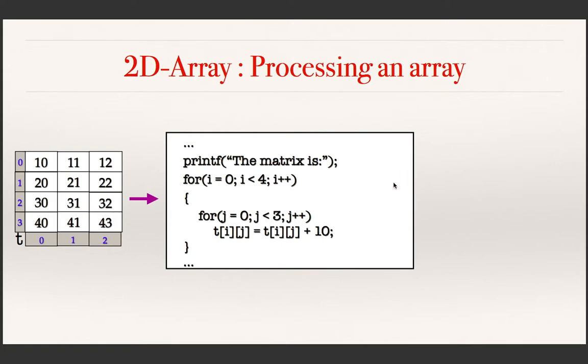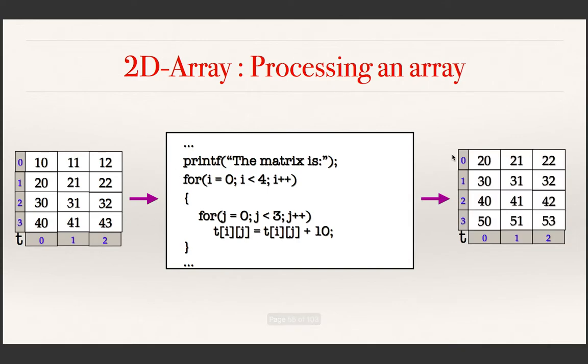Okay, see what this part of the code is doing. This is the systematic processing of the elements. Each element is now modified. In what way is it modified? 10 is added to each of the elements here. So if you execute this part of the code on this matrix, then you will get this. 10 is added to the element at every position.